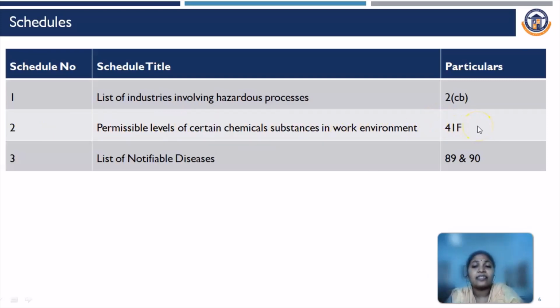Section 41F deals with that permissible levels. It is under chapter 4A, that is hazardous process. And Schedule 3 is about the list of notifiable diseases, which is dealt with under sections 89 and 90. Notifiable diseases are nothing but the occupational diseases that occur in the workplace where the worker is suffering a health ailment due to the work process.